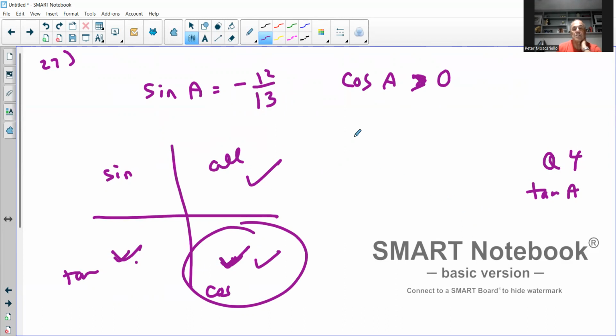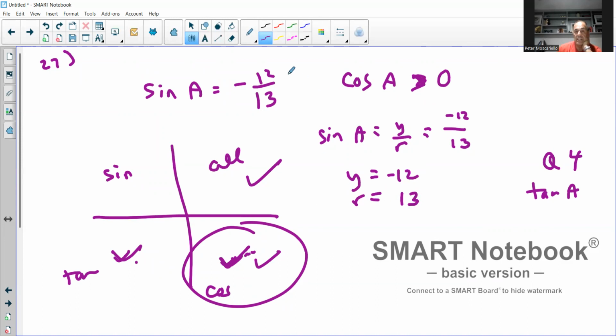Okay. So in quadrant 4, here's what we got. Remember, sine is y over r. R is always positive, so it's 13. So the y must be the negative 12. Yeah, because in that quadrant, y is negative. So y is negative 12 and r is 13. Right? Sine is y over r. How do I know who the negative goes with? Well, r is always positive, so the negative goes to the y. And of course, in this quadrant, y is negative.